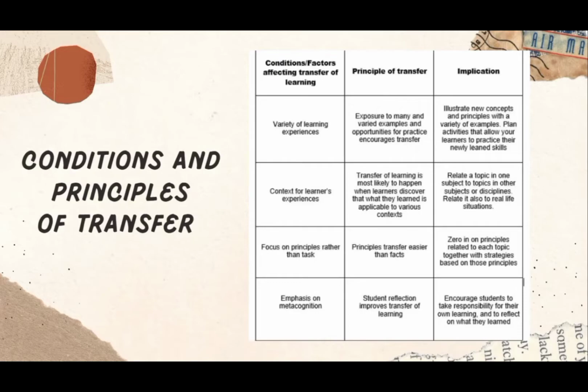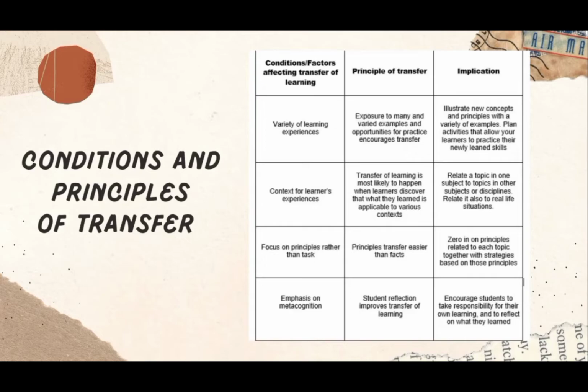Principle of transfer: exposure to many and varied examples and opportunities for practice encourages transfer. Next, transfer of learning is most likely to happen when learners discover that what they learn is applicable to various contexts. Next, principles transfer more easily than facts. The last is student reflection improves transfer of learning.